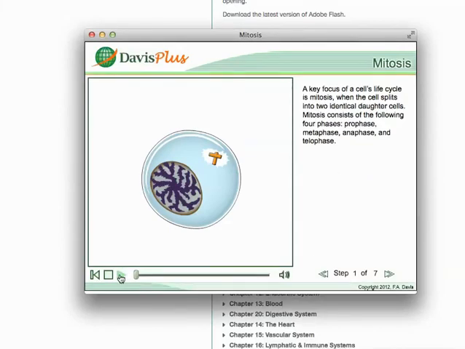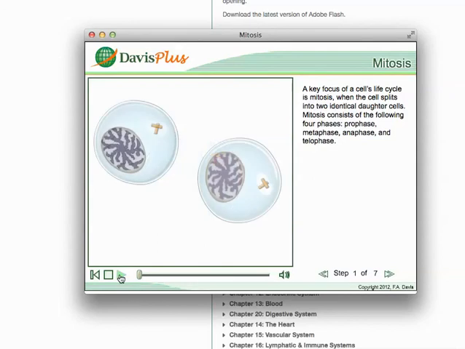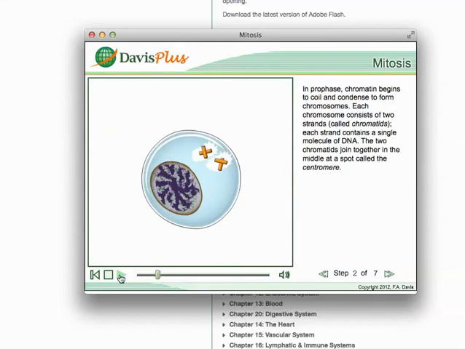A key focus of a cell's life cycle is mitosis, when the cell splits into two identical daughter cells. Mitosis consists of the following four phases: prophase, metaphase, anaphase, and telophase. In prophase, chromatin begins to coil and condense to form chromosomes. Each chromosome consists of two strands, called chromatids. Each strand contains a single molecule of DNA.